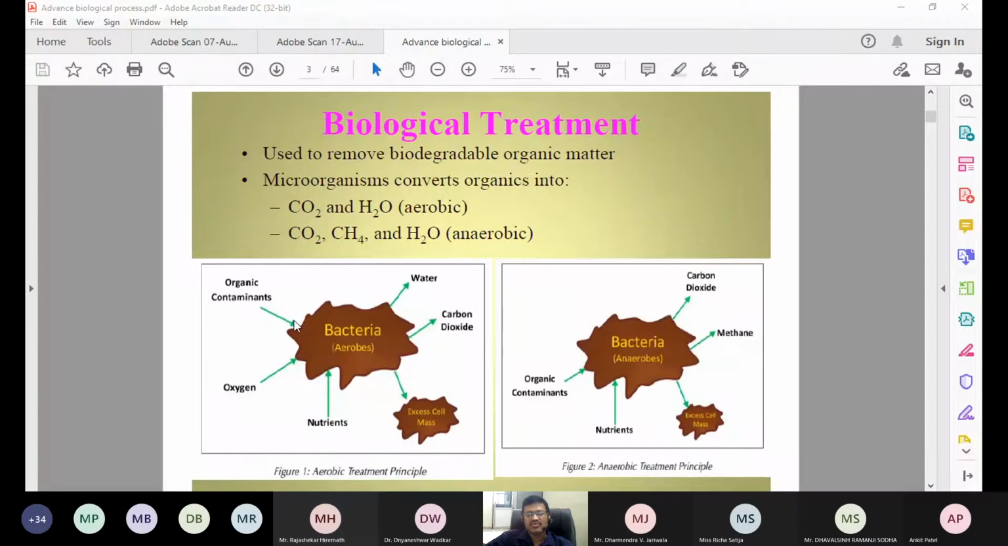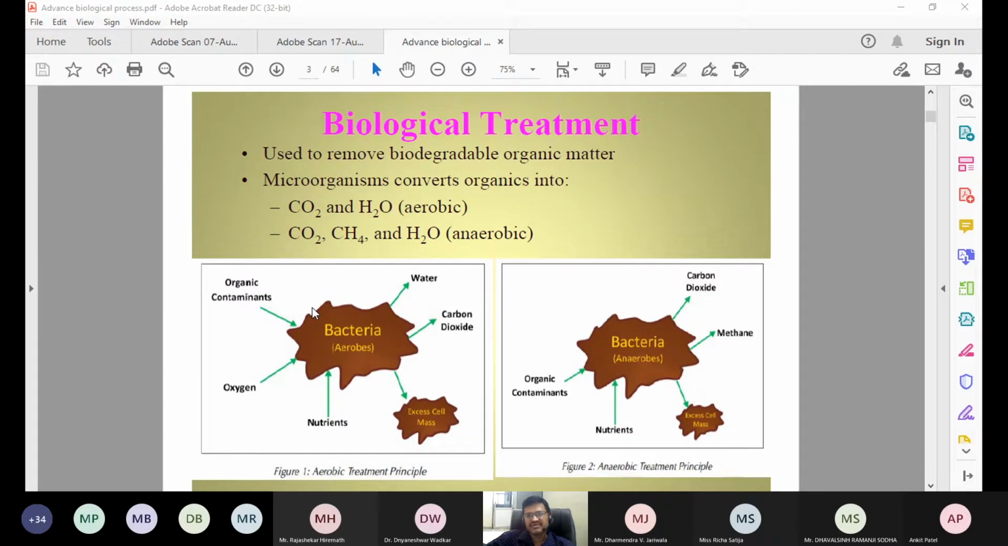So what is happening is that if we directly discharge our wastewater into the river, the wastewater contains organic matter. Carbohydrates are organic matter, proteins are organic matter, fats are organic matter. These are all organic matter. And if you release this organic matter into the river or any water body, what will happen?